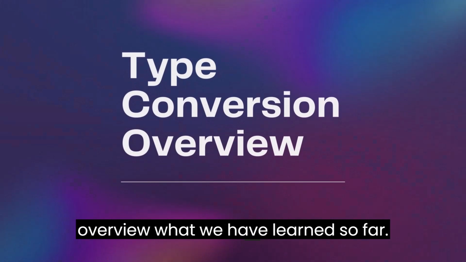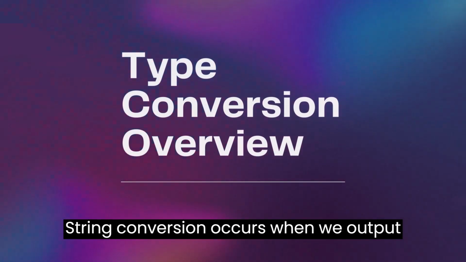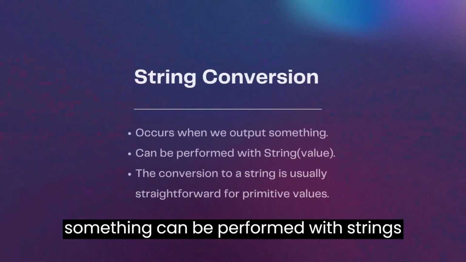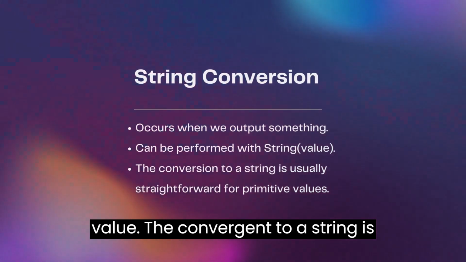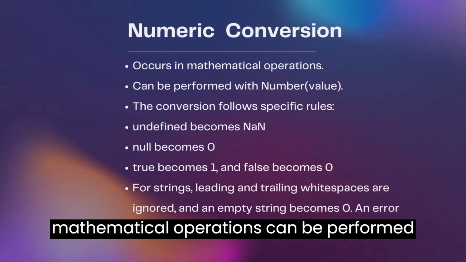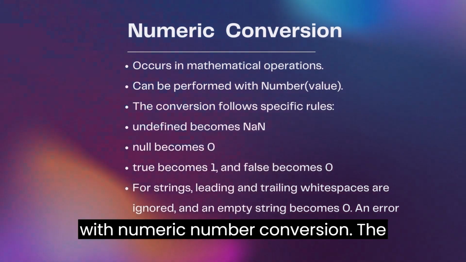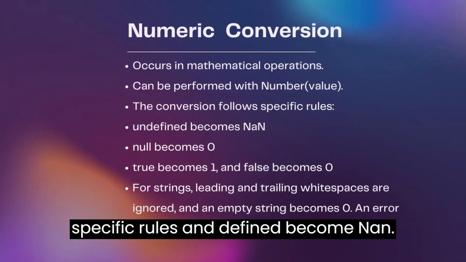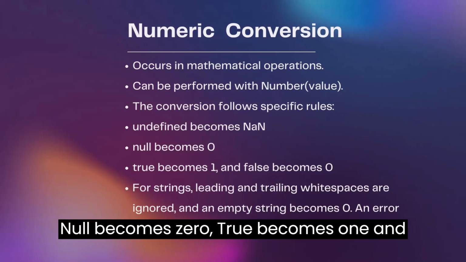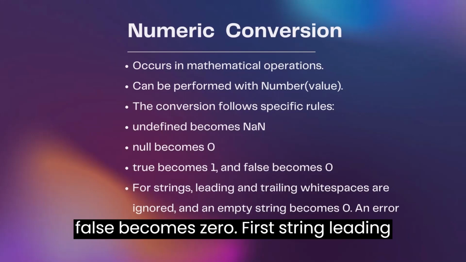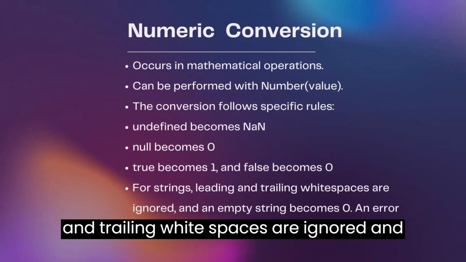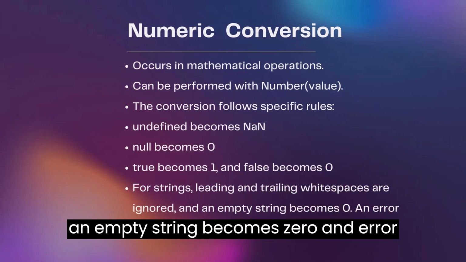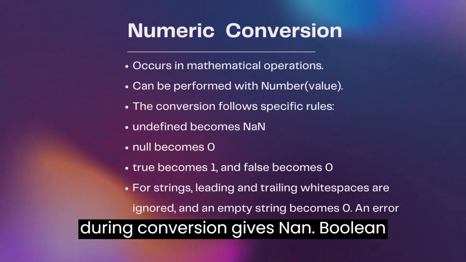Let's take an overview of what we have learned so far. String conversion occurs when we output something, and can be performed with String(value). The conversion to a string is usually straightforward, for primitive values. Numeric conversion occurs in mathematical operations, and can be performed with Number(value). The conversion follows specific rules. Undefined becomes NaN, null becomes 0, true becomes 1, and false becomes 0. For strings, leading and trailing white space is ignored, and an empty string becomes 0. An error during conversion gives NaN.